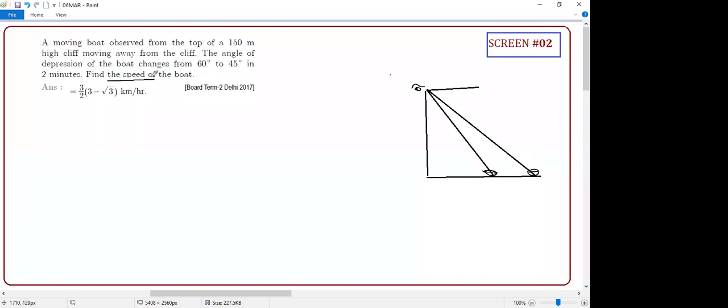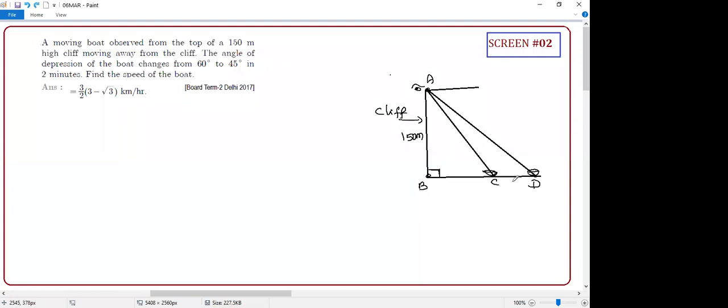So guys, what's happening? They are asking, find the speed of the boat. So what do you know, student? This is 150 meters. This is basically that cliff. And you can name it, students: A, B, C, D. Clear? So now the observer is here. These are the two boats. Now there are two right triangles. Anyone can tell me what are the two right triangles? One is ABC, another one is ABD.